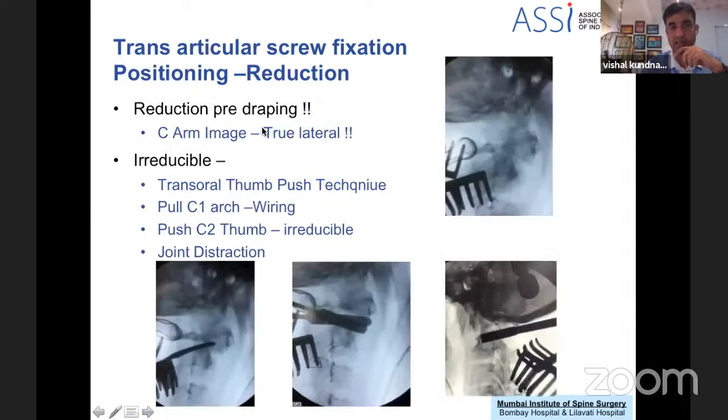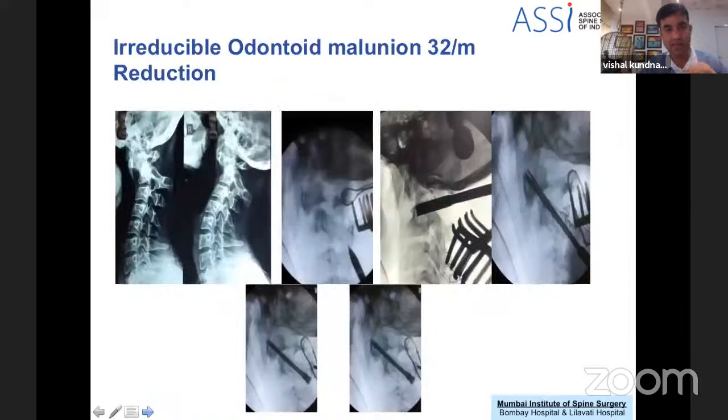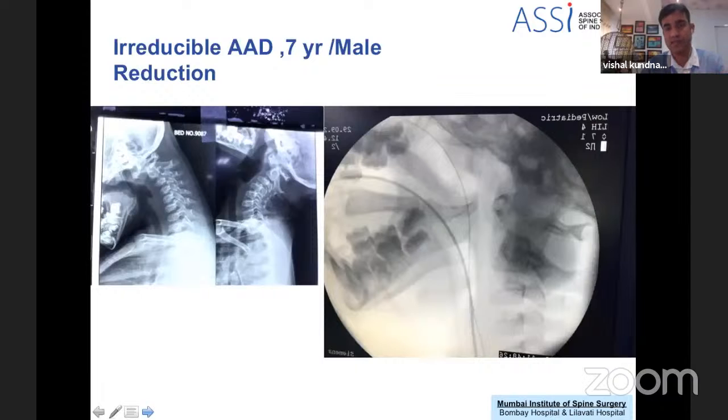Like in this particular case scenario, if you see an irreducible one, you can either put in a wire and reduce it back, put in pukkas and do a C1, C2 distraction technique, or use a mouth push technique. In this case, we used a pukka to reduce it, which preoperatively looked like a completely irreducible odontoid malunion, and it became completely reducible, resulting in a transarticular fixation. This is a 7-year-old male child who, even on traction in the wards, had no mobility at all. But the moment you put in your thumb under C-arm guidance, under anesthesia, it is completely reducible.